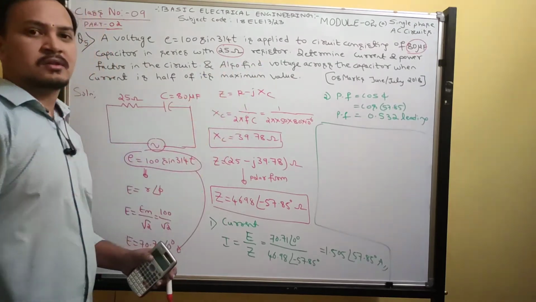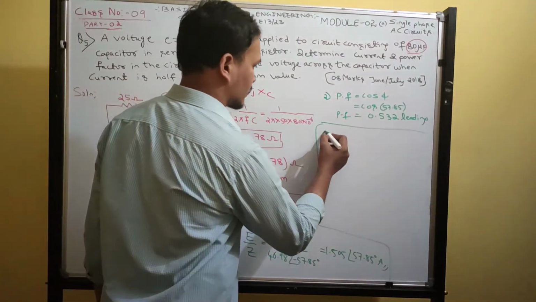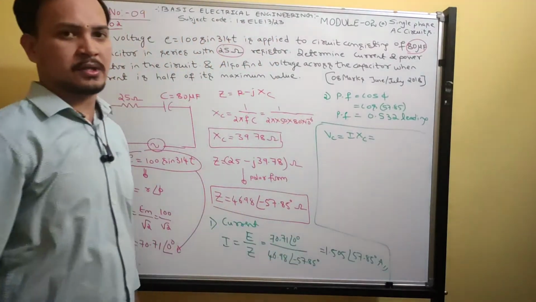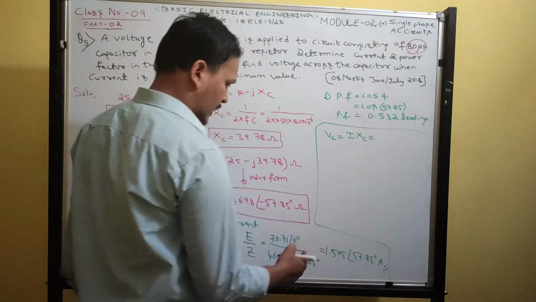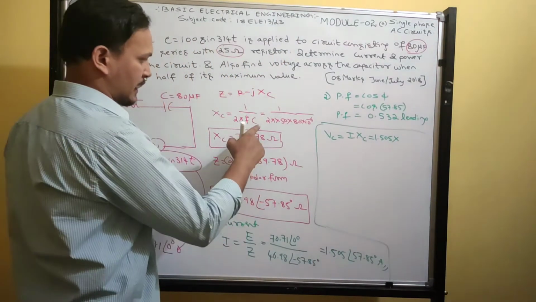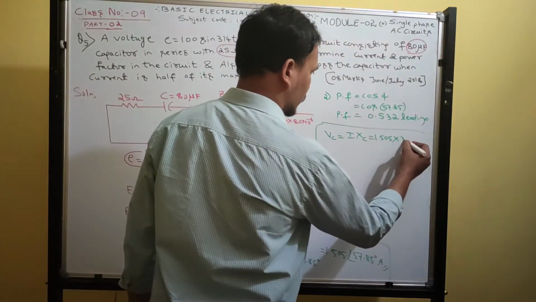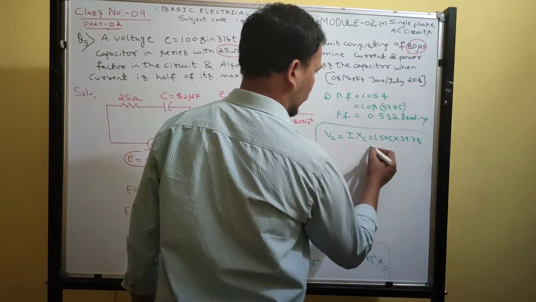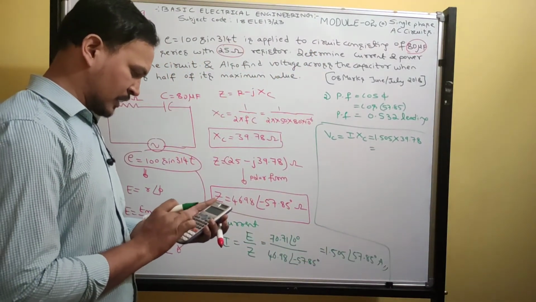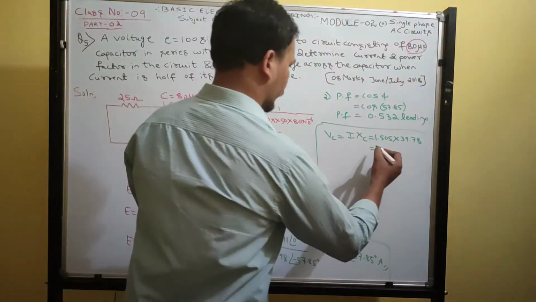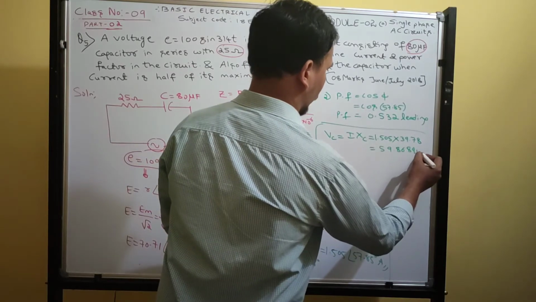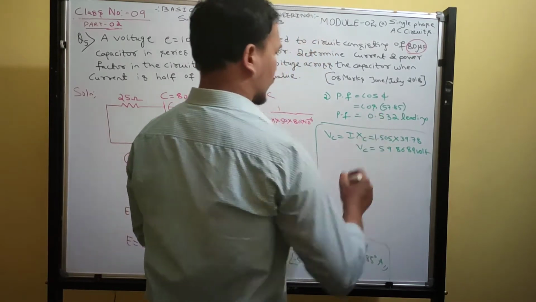Also find voltage across the capacitor. First you find the voltage across the capacitor in the general way: I into XC. This is the equation for voltage across the capacitor. What is the value of current we got? 1.505, into the capacitive reactance 39.78. So multiply 1.505 into 39.78. We got the answer 59.8689 volts. This is the voltage across the capacitor.